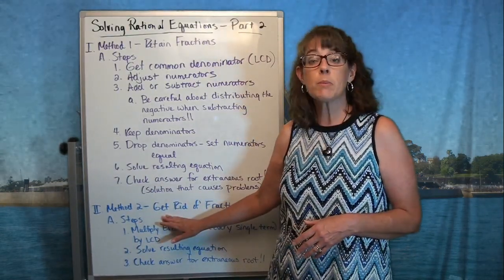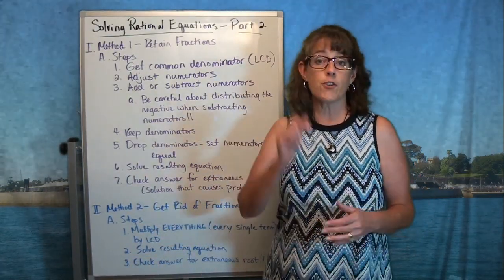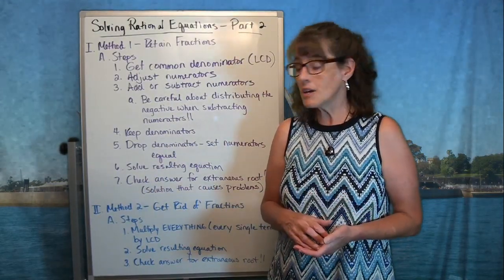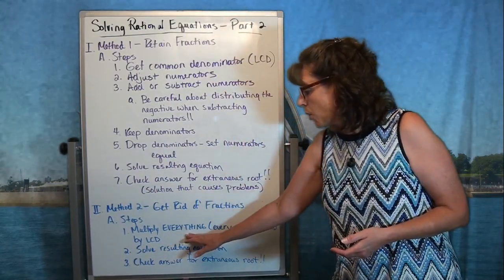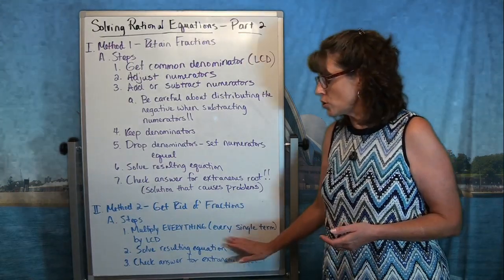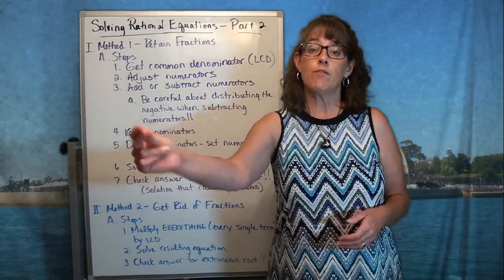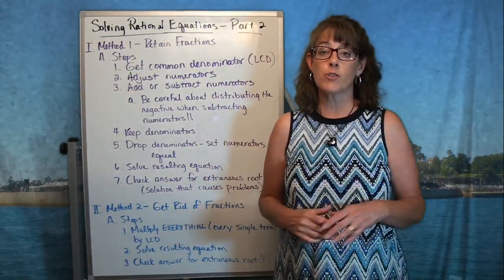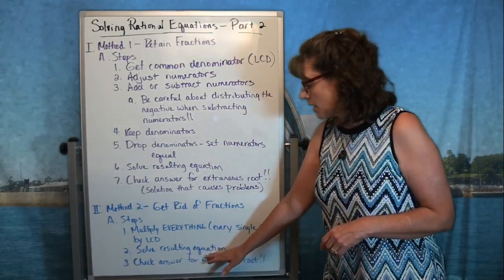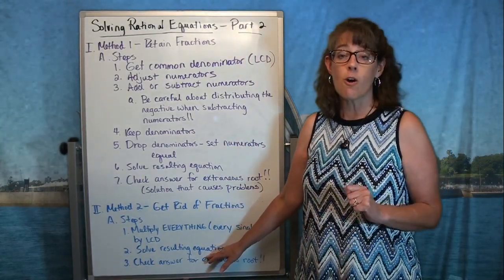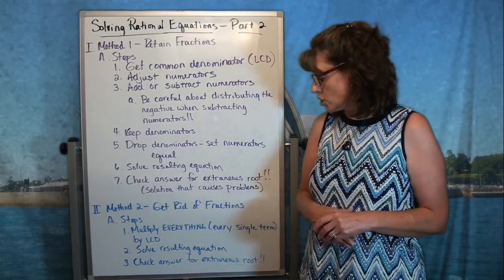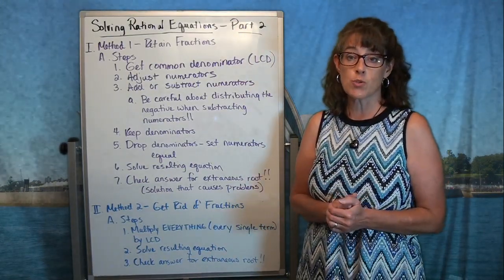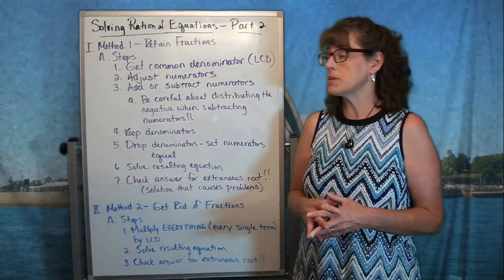The second method, remember, gets rid of all the fractions in that first step. We still utilize the LCD, but what we do is we multiply everything, every single term, by that LCD. And in one fell swoop, it gets rid of all those fractions. And then we have an equation that is pretty easy to solve, but once again, we need to check our answers for those extraneous roots, for the ones that cause problems.